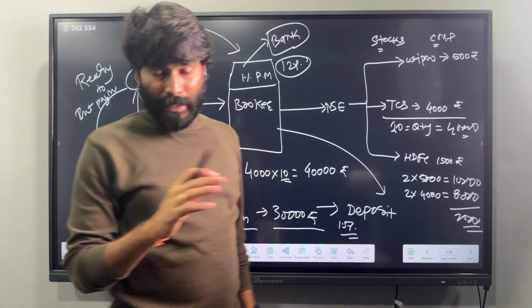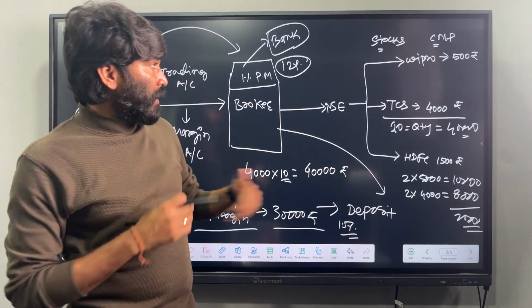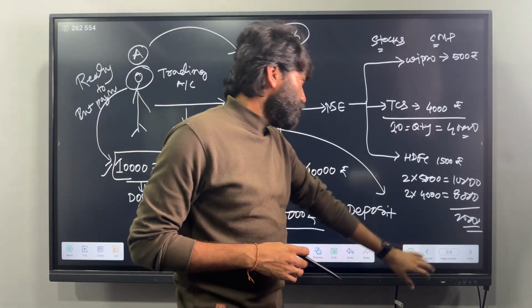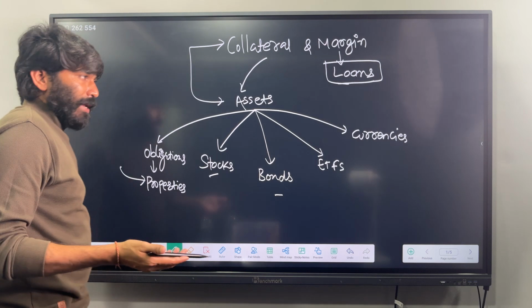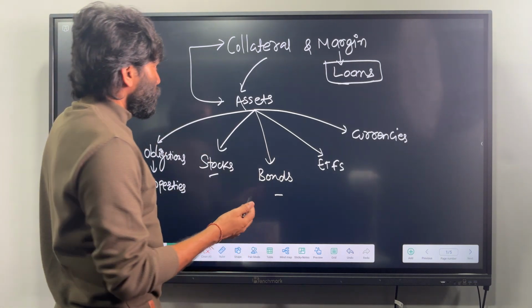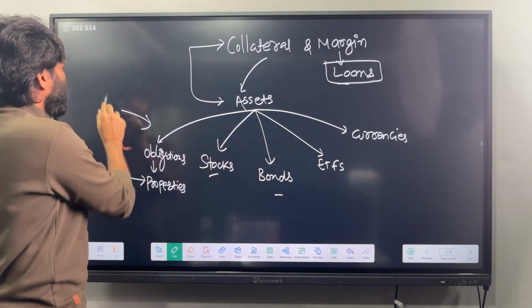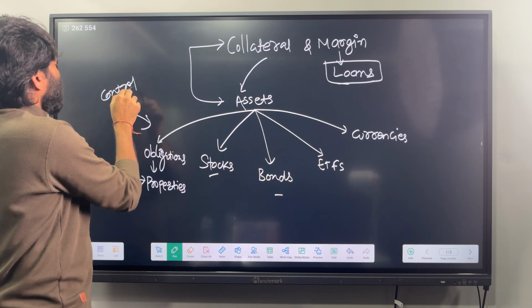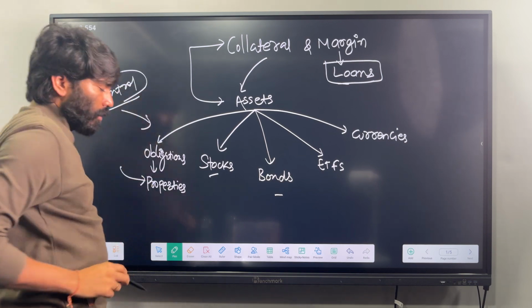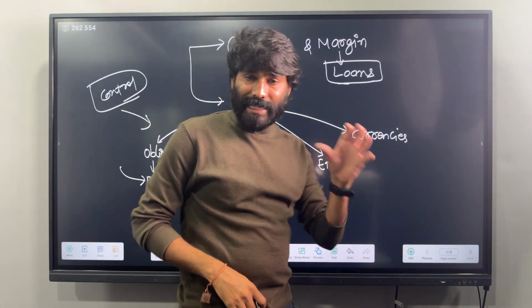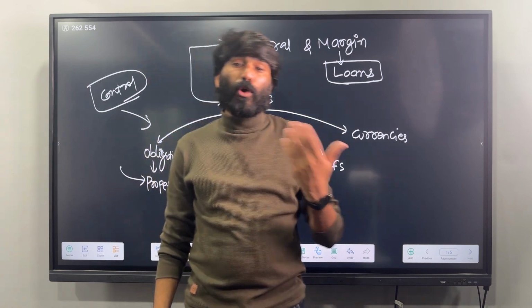See, the important thing here is how this collateral works. When you take a margin from the brokers, the broker will ask for control. So it means the broker will take control of your particular assets. This works exactly like a home loan. In a home loan, what happens?